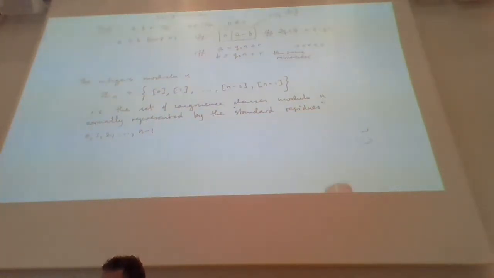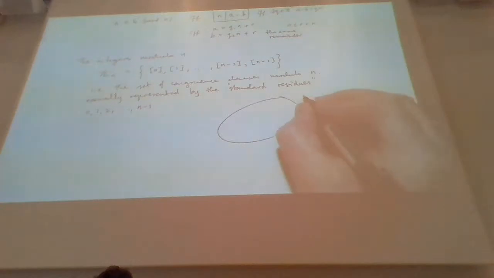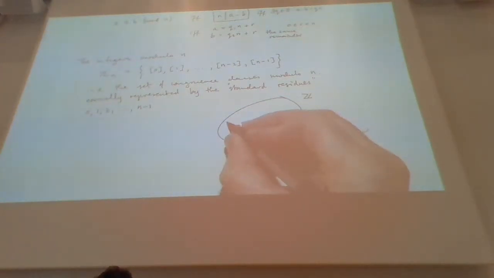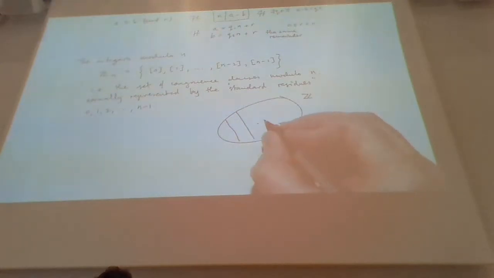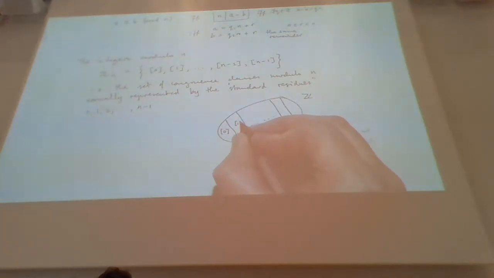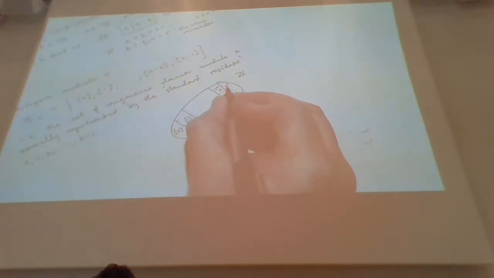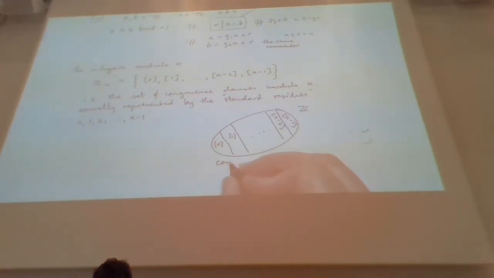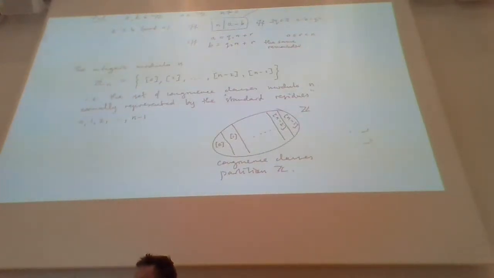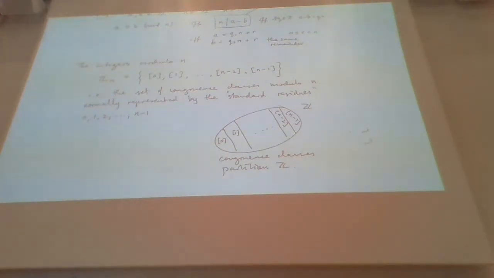Okay. So it's the set of congruence classes, and remember, these form a partition of the integers. So if you've got the set of all the integers, it can be subdivided into subsets, where this is the congruence class of 0, the congruence class of 1, the congruence class of n minus 2, the congruence class of n minus 1, and all the other congruence classes in between. So this is the picture that congruence classes partition Z. They split the infinite set Z into n different subsets.